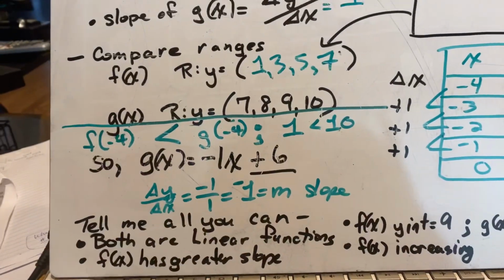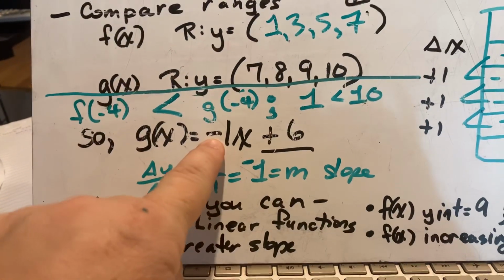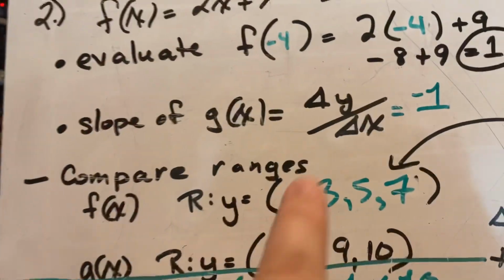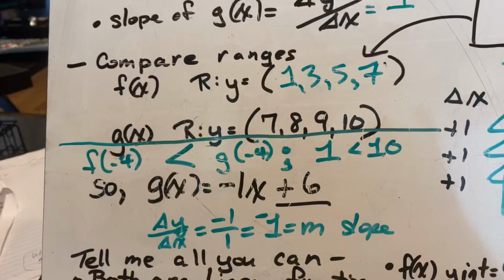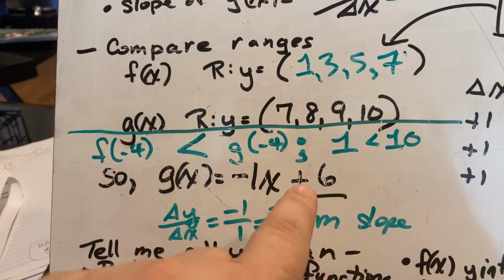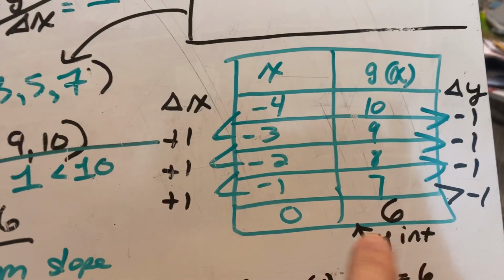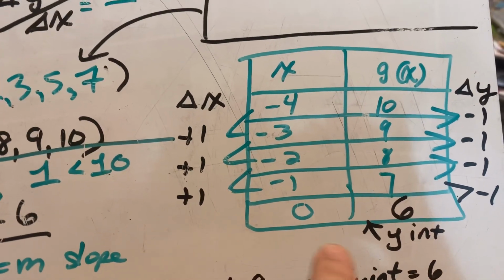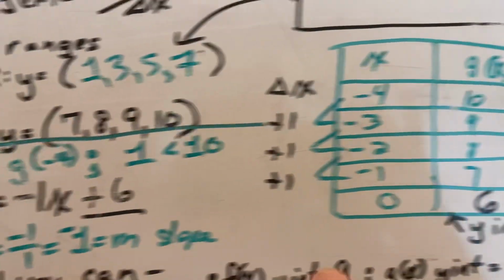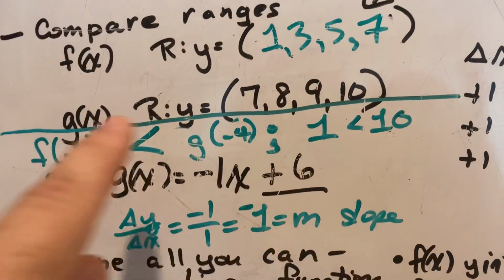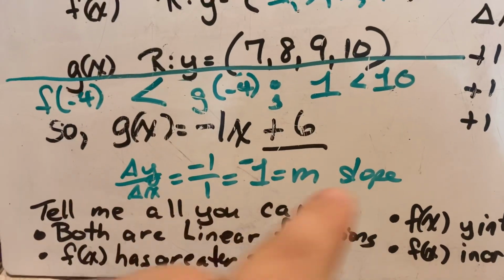So g of x is equal to -1x plus 6. Where does that come from? The -1 is the slope, and we established that right here. Change in y over change in x is -1. Where does the plus 6 come from? Well, remember the y-intercept always occurs when x is 0. So when x is 0, y is equal to 6. That's your y-intercept. That will always be your y-intercept. That is the model they are asking you to come up with. And again, I just explained the slope again down here.